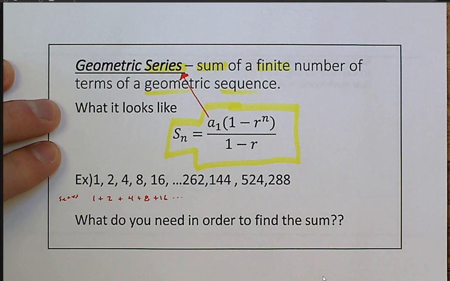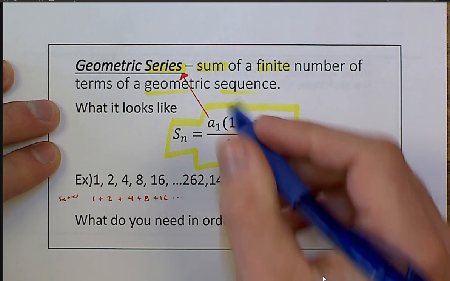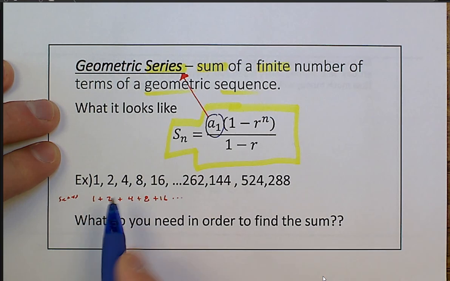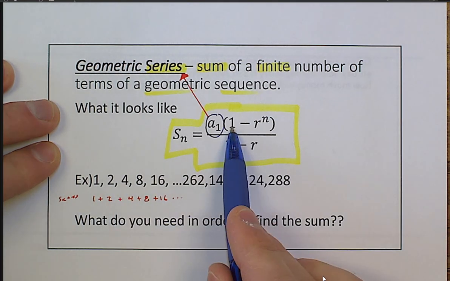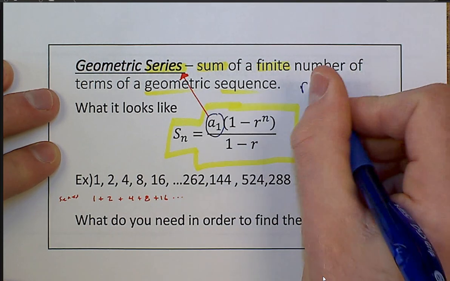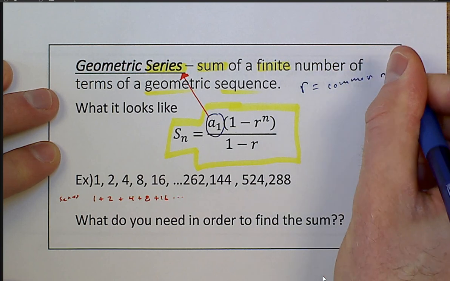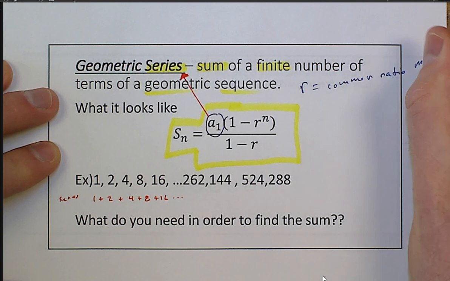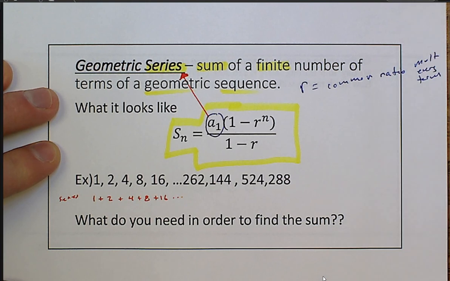What do you need in order to find the sum? Well, let's take a look at the formula. We would need to know a sub 1, which is nice. We know that for this example it would be 1. This 1 in the formula is always going to be a 1. It never changes as part of the formula. Then minus r. Remember, r is the common ratio, and that is what you are multiplying every term by to get the next term.